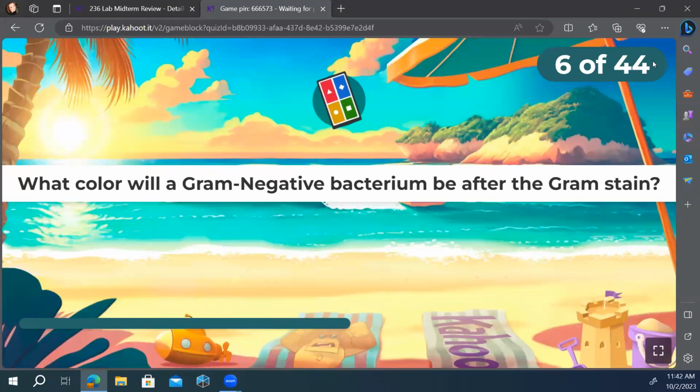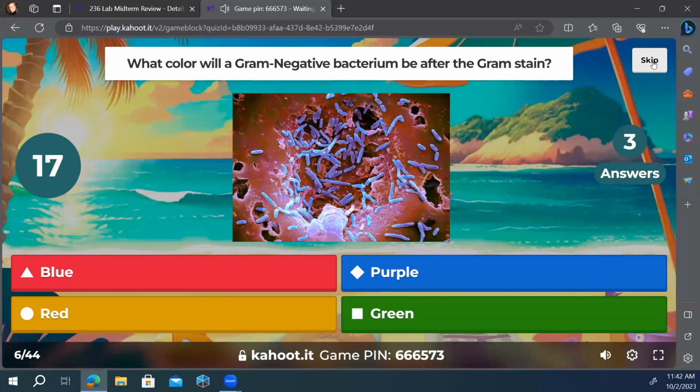All right, what color will a gram-negative bacteria be after the gram stain? Gram-negative.